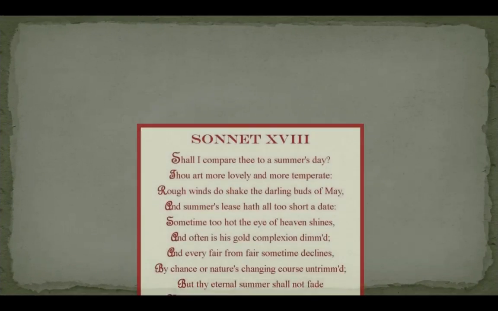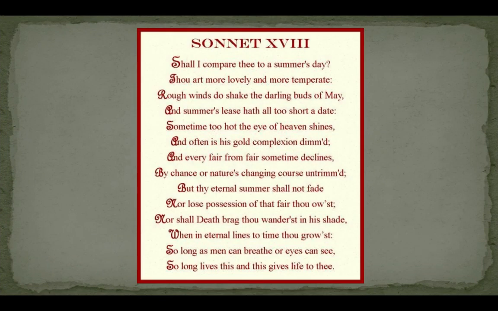All right, so what's the problem? Okay, so first of all, we know we're going to compare someone to a summer's day. We know that this person, the speaker is saying that this person is better than summer. And then we're saying that there are some problems with summer, that bad things happen or there are rough winds that shake the flowers. Summer's too short. It only lasts 3 months. So we know that's a problem.